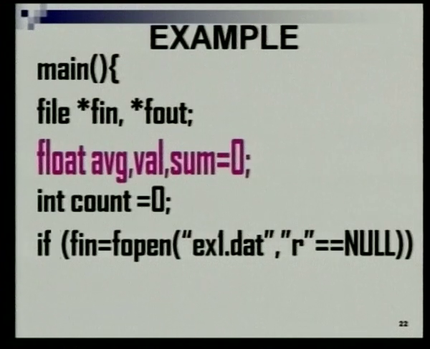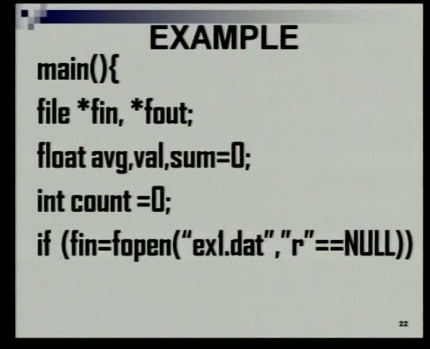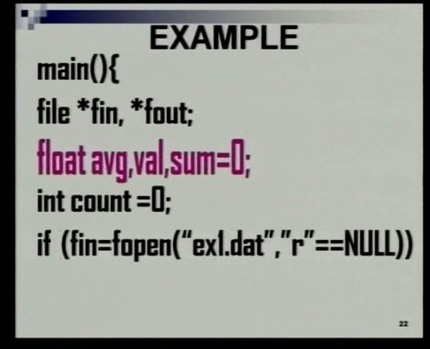Then you are having average, value and sum, all three are float values and sum is initialized to 0. So, in this program we are going to have a set of values in a file which we are going to read, we are going to compute their sum, compute their average and we are going to store it in another file. So, how are we going to do it? We are going to read and write from a file.